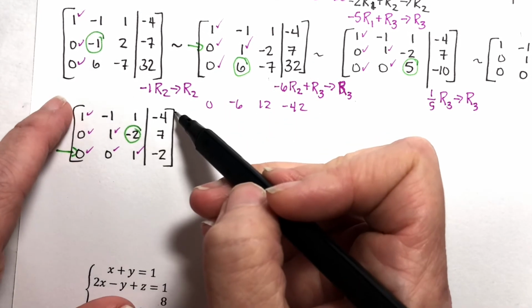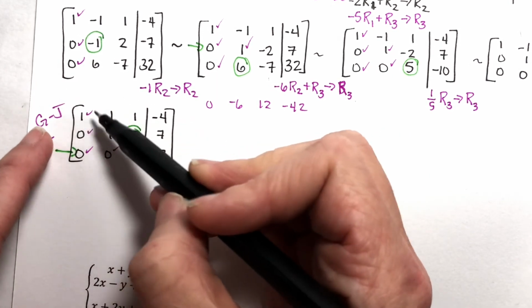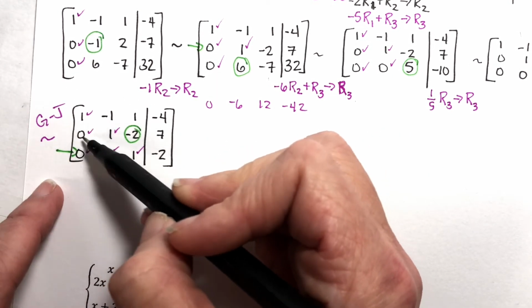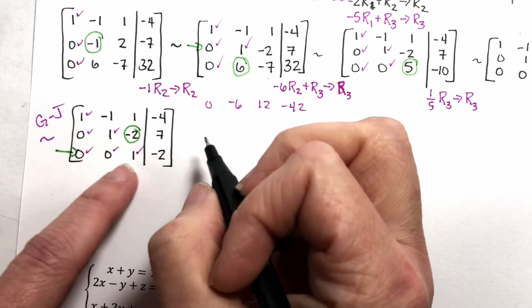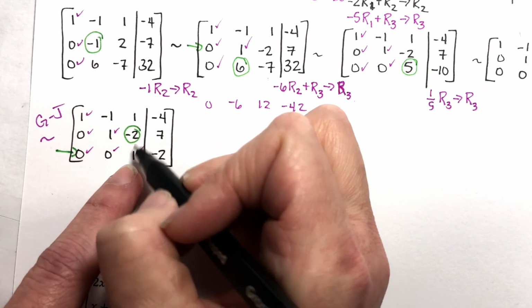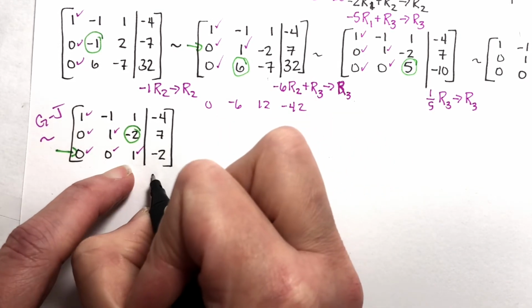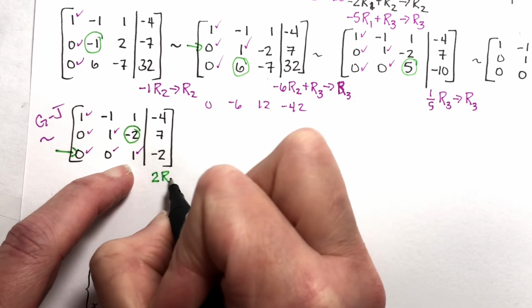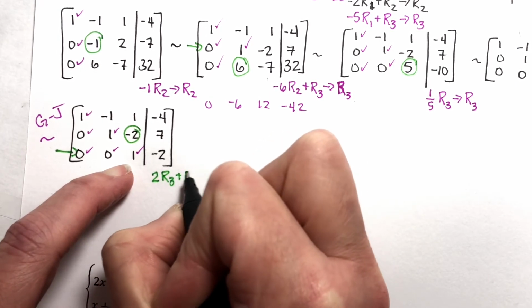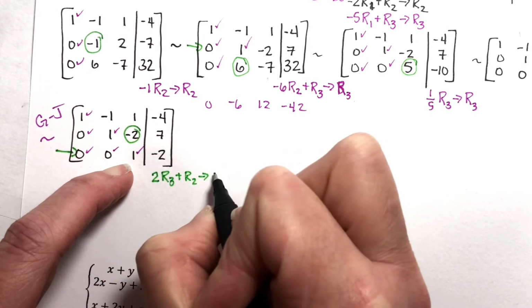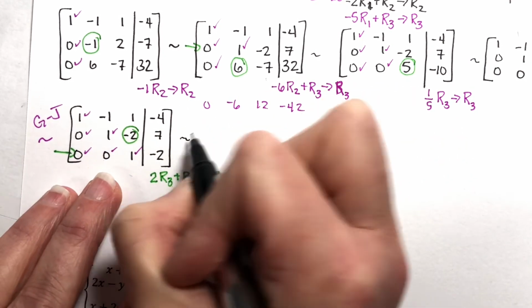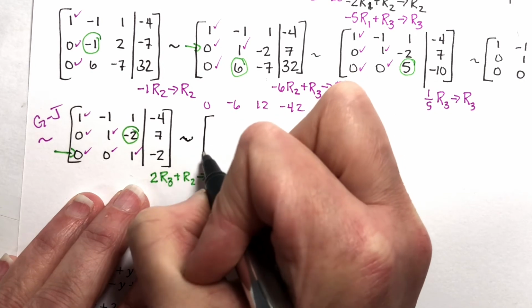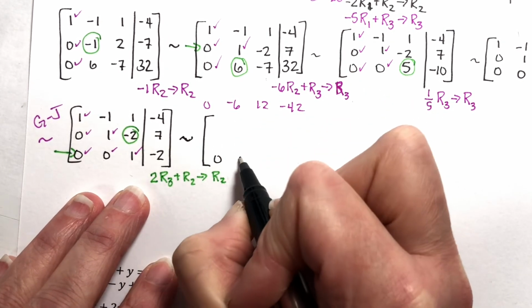Now, if I used this one, just think about multiplying this by something and adding it to here. That means this 0 is going to go away, which means I'm undoing something I've already done. So what I'm going to do is I need to get rid of a negative 2, so I'm going to multiply this by a positive 2. 2 times row 3 plus row 2, and I'm going to write that where row 2 is. Now, my bottom row is already exactly what I want, so it's never going to change again.